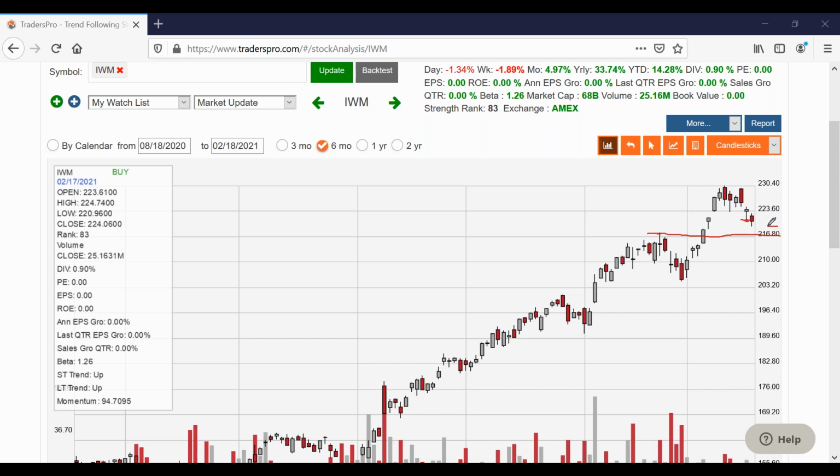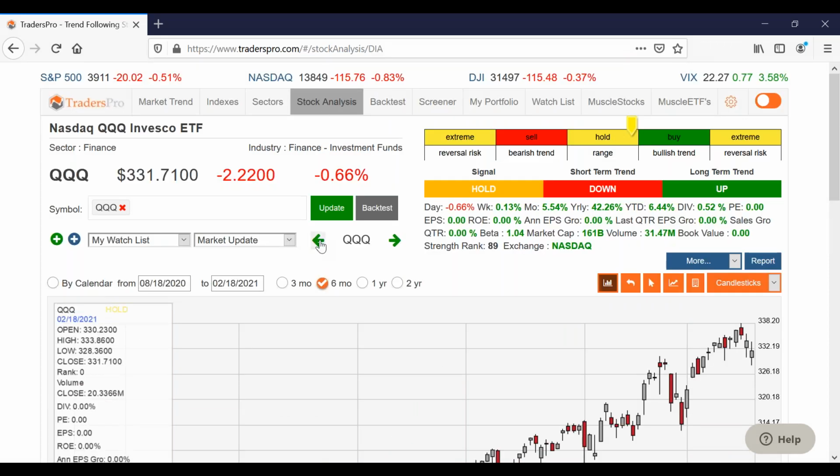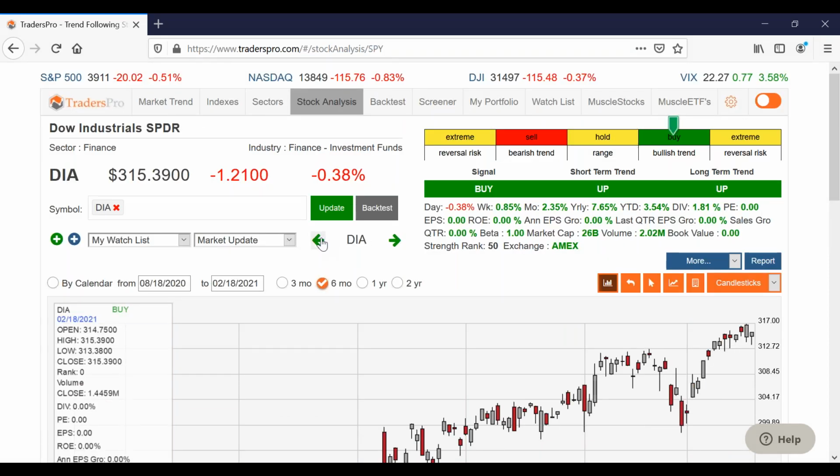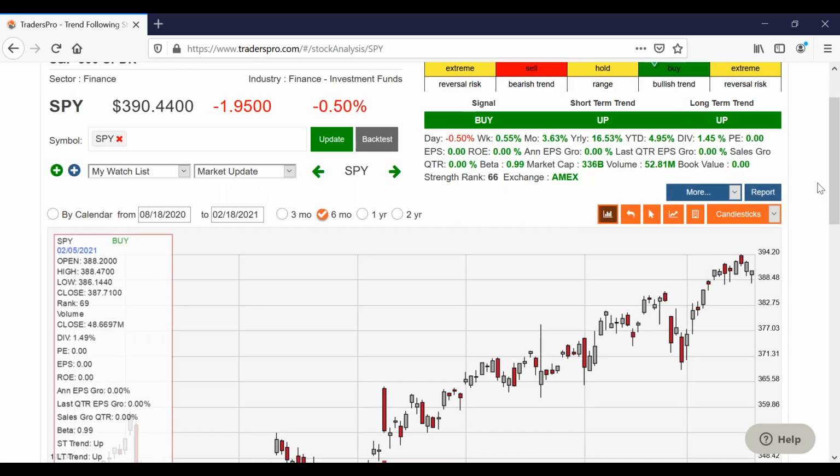Now, if we do slide, I would anticipate that we'd come down to this previous high right here, so around 216 or so on the IWM, and you can do that on all the charts. Go back to the S&P. I would probably assume we'd pull back right into that area right there. I think that's about 386 or so, 385. That might be 386, but right back into here.